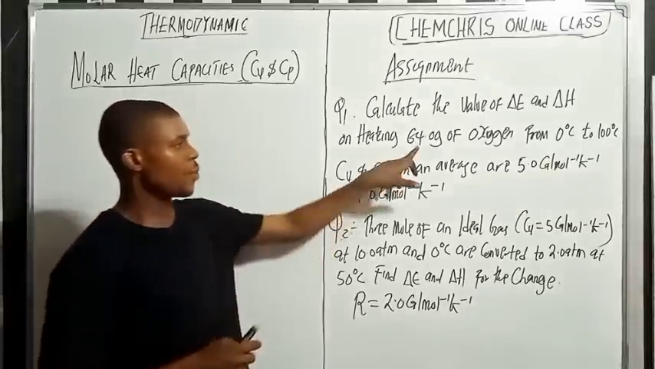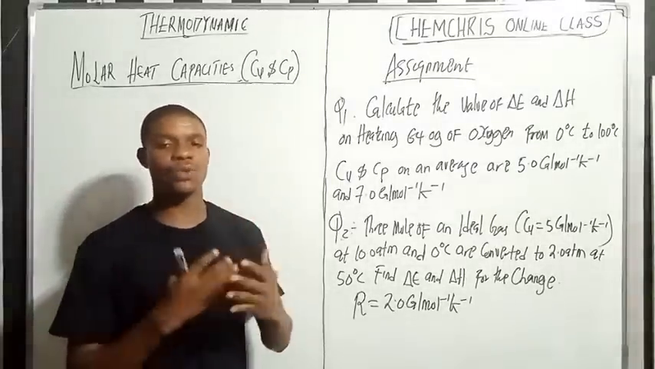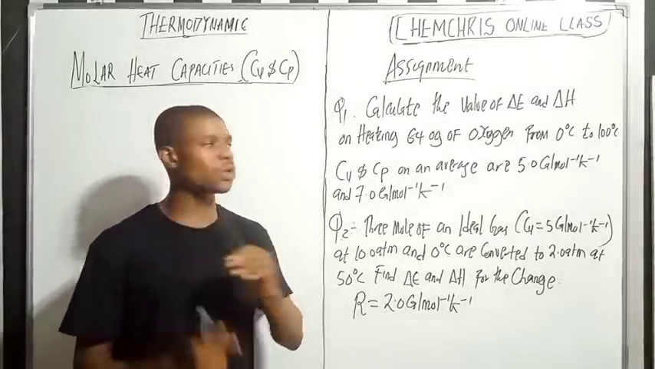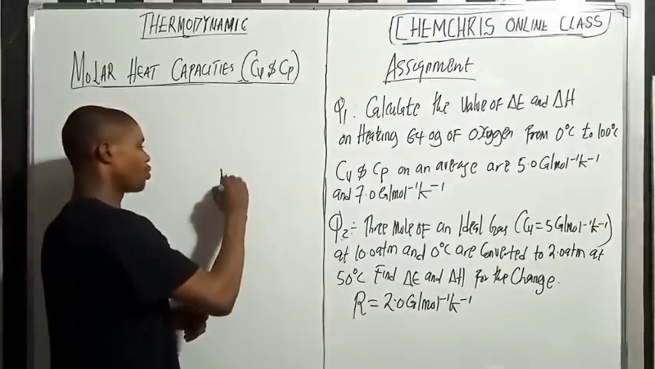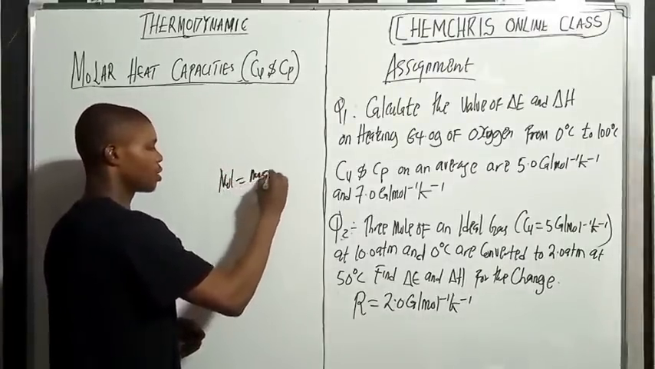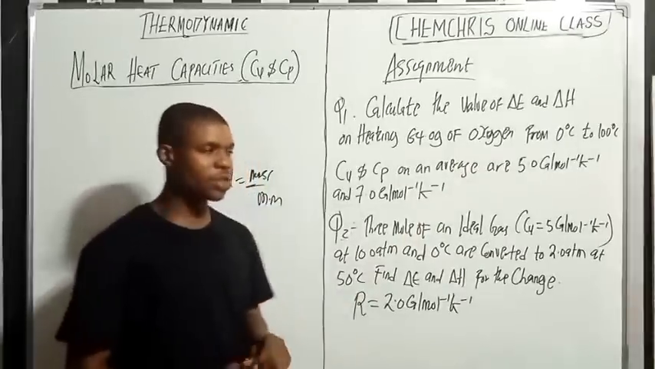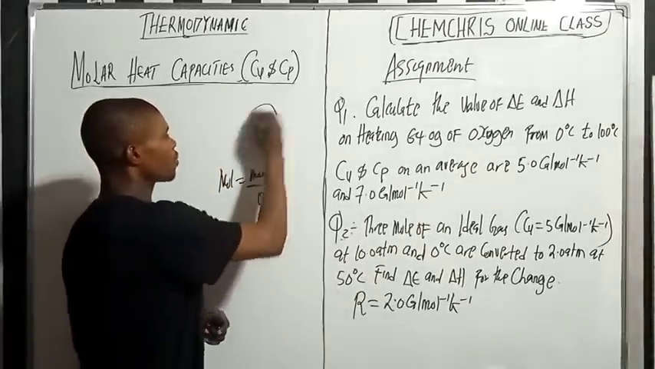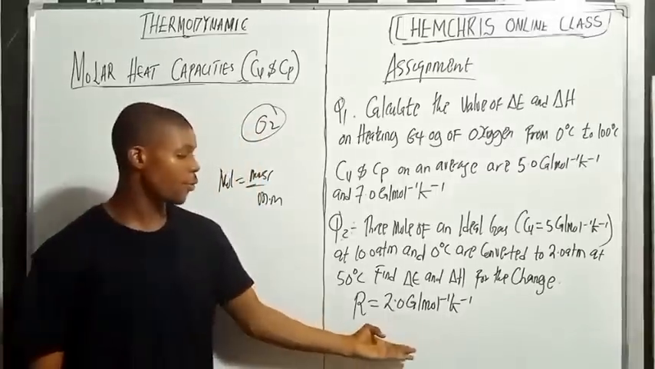Now here we have grams, right? But for the one I used, it was moles. It means that you are going to convert this gram to mole, and for that you need molar mass. Like they say oxygen gas. Oxygen gas is O2, so I have to calculate the molar mass for this. Same thing as with the other one here.